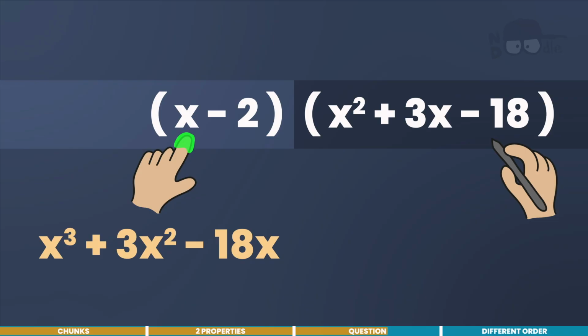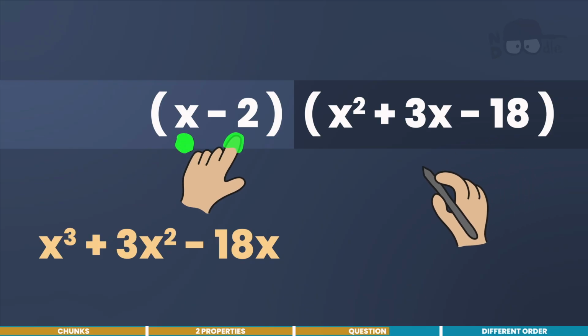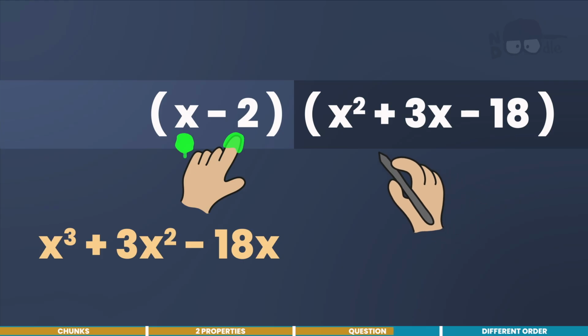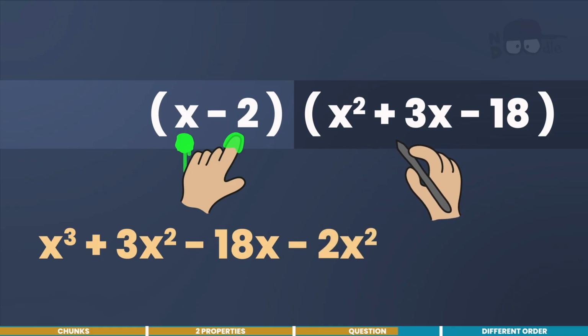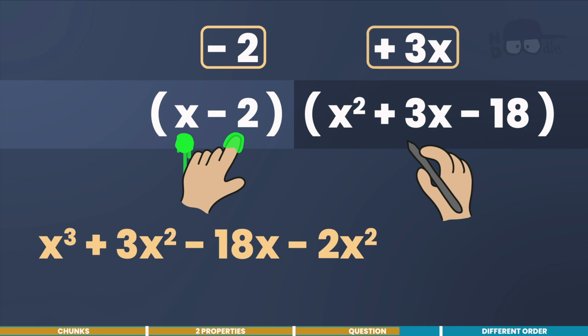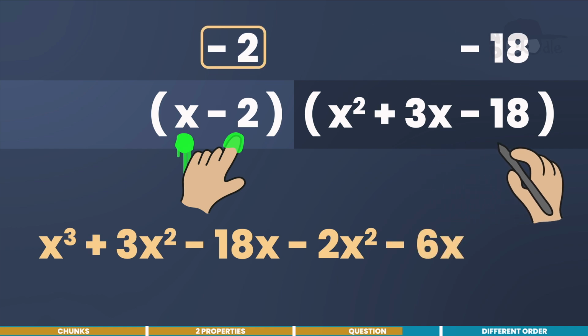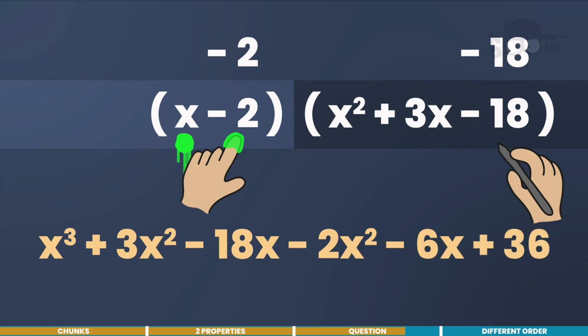Let's move our sticky finger to the 2. Remember, the plus or minus sign is part of the item, so we'll be multiplying things by minus 2. Minus 2 times x squared is minus 2x squared. Minus 2 times 3x is minus 6x. And minus 2 times minus 18 becomes plus 36, because the two negatives become a positive.